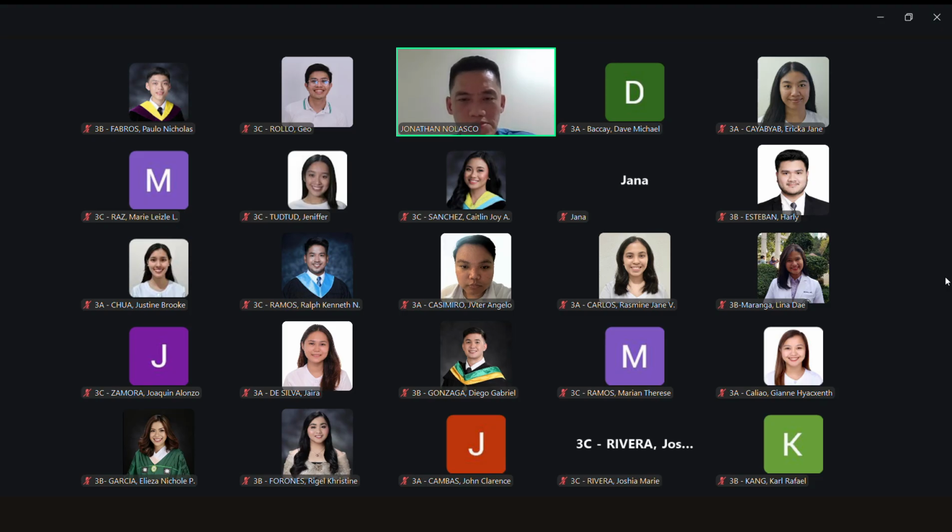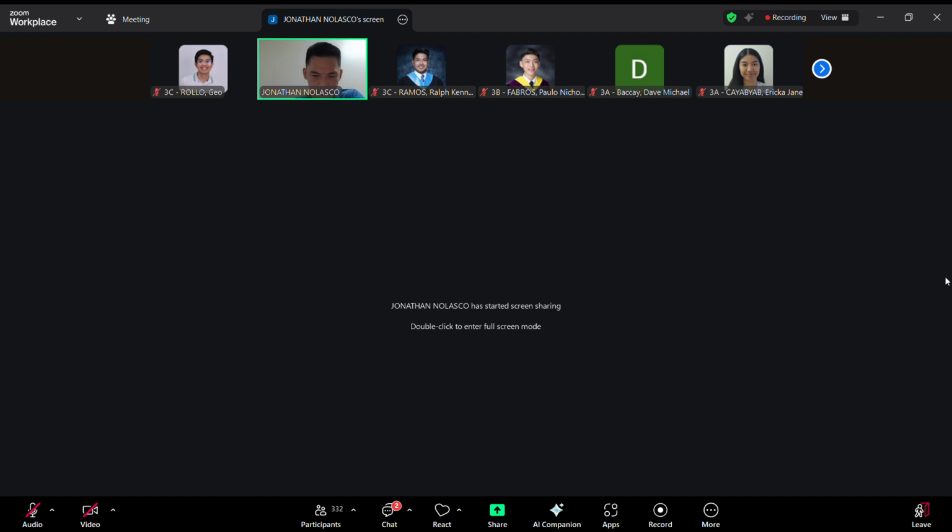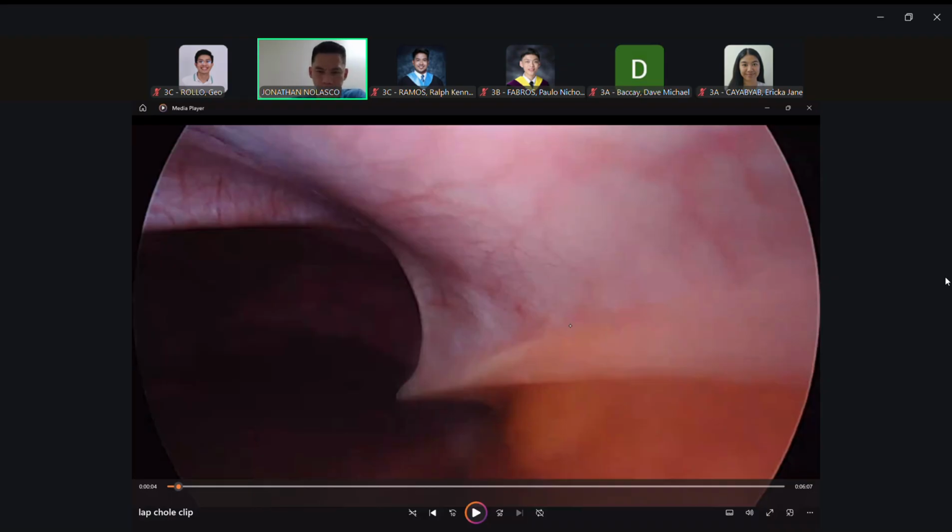So in laparoscopic cholecystectomy, we insert what we call the trocars. Are you seeing it? No, you're not. Hold on. Share. Here again. See this one. Are you seeing the screen? Yes. Okay, let's wait. I'll play it.